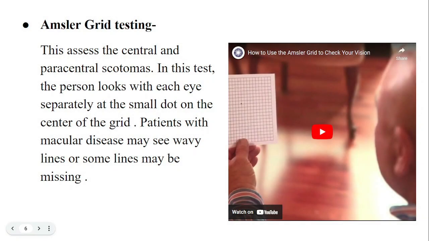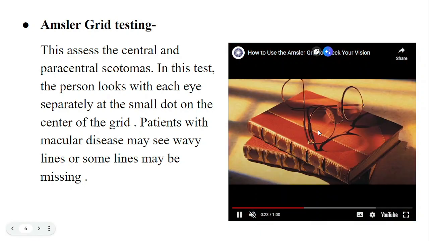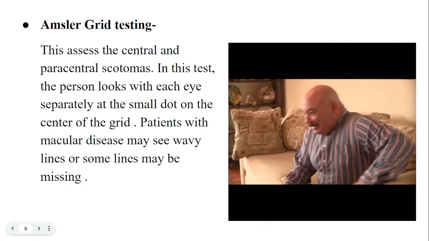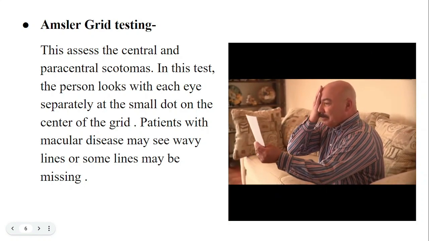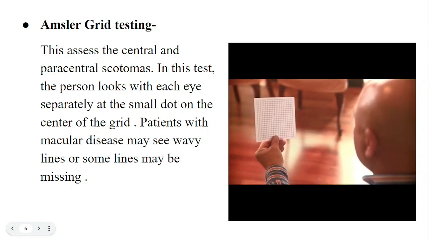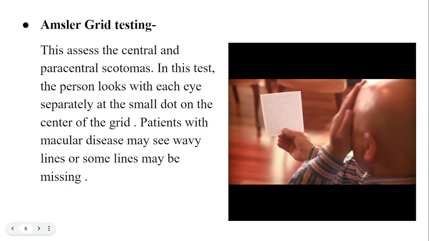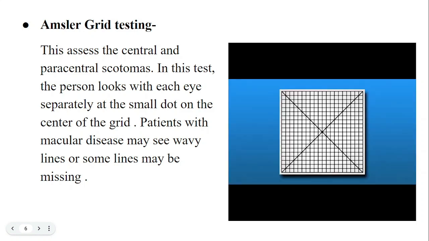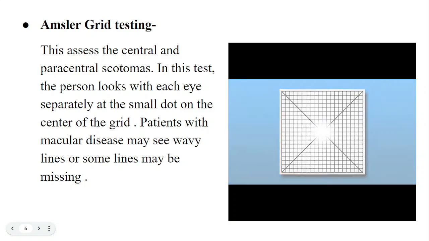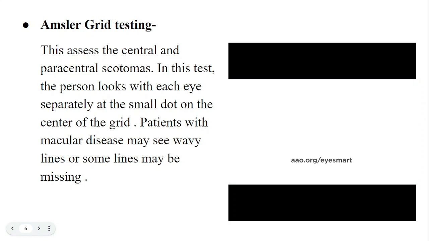Next is Amsler grid testing. Here I am showing Amsler grid testing. The Amsler grid is a simple and effective method of testing the central visual field. It consists of a grid of intersecting lines with a fixation point in the center. Patients with macular disease, such as age-related macular degeneration (AMD), may experience distortion or scotoma, a blind spot, in their central vision, which can be detected with the Amsler grid.